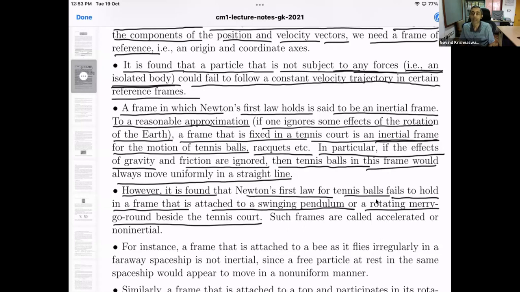So by this example, I hope to have demonstrated to you that a tennis ball that is free from all forces need not follow a straight line trajectory with uniform motion. It will follow a straight line trajectory only in certain frames of reference, and those frames are called inertial frames. Frames where this fails are called accelerated or non-inertial frames. So the frame of a swinging pendulum is a non-inertial frame.